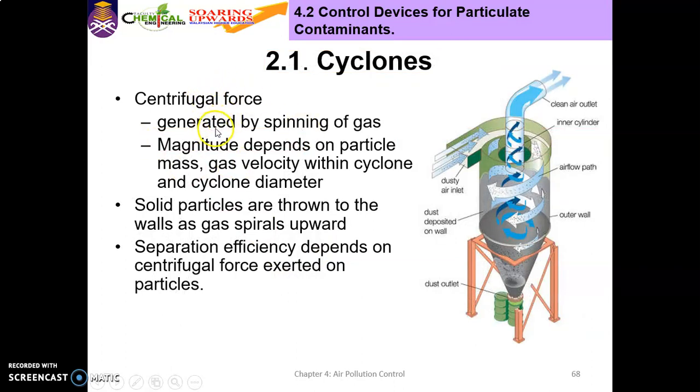Centrifugal force is generated by the spinning of gas. The magnitude depends on particle mass, gas velocity within the cyclone, and also cyclone diameter. How it works: the solid particles are thrown to the walls as the gas spirals upward, and the separation efficiency depends on the centrifugal force exerted on the particles. The swirling gases produce centrifugal force, so the particles hit the wall and then fall down. All the dust will be collected at the dust outlet.